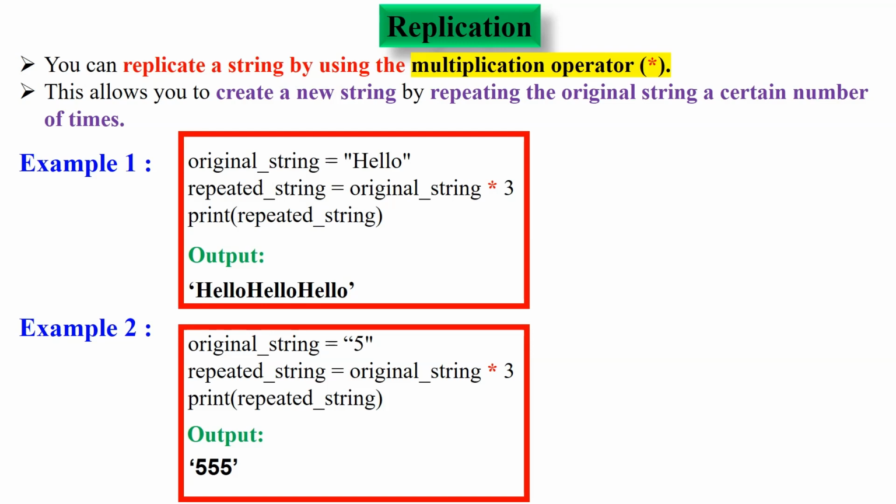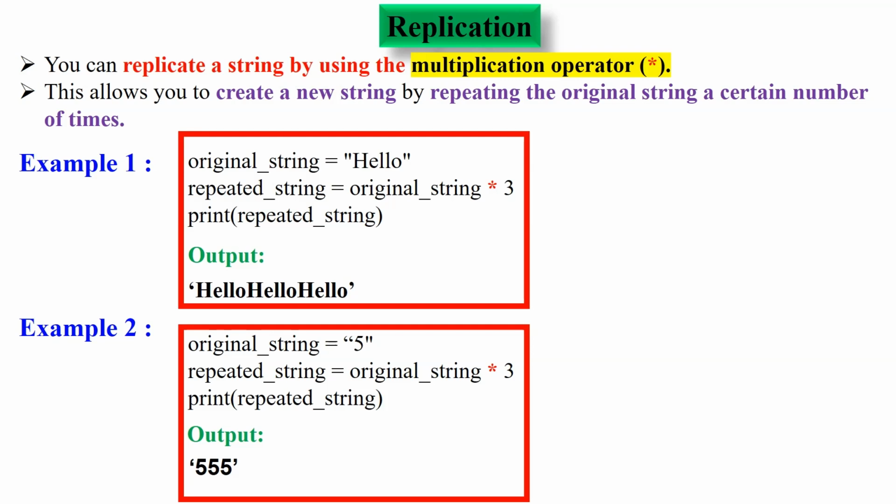Now, look at example 2. In this Python code, the original_string is set to the string 5. By multiplying it by 3, original_string * 3, we create a new string that repeats the original string 3 times. The asterisk operator repeats the string 5, 3 times, resulting in a new string where the original string is replicated consecutively. In this case, the string 5 is repeated 3 times, resulting in the string 555.